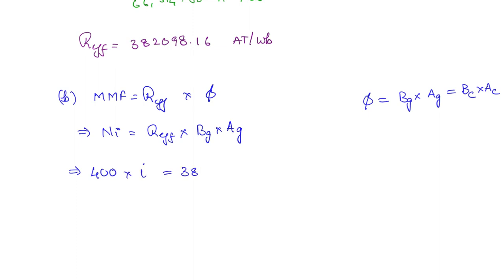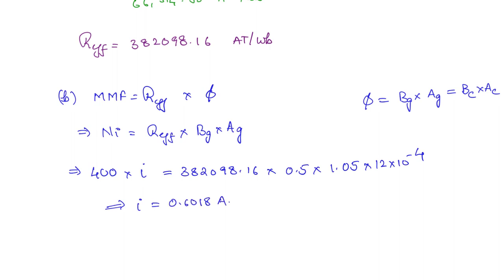Reluctance we got as 382,098.16, into the flux density in the air gap, which is 0.5, and the area of cross section of the air gap, which is 1.05 times 12 centimeters squared. If you calculate this, the current you are going to get is 0.6018 amperes. So this is the current that is required to set up an air gap flux density of 0.5 Tesla.